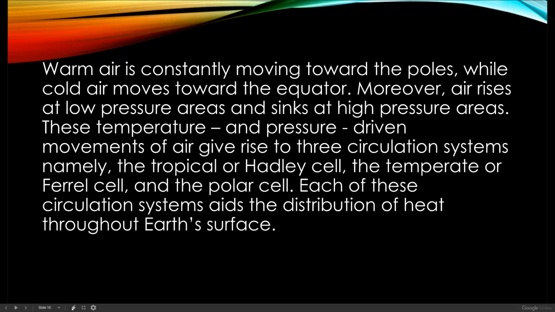Again, the heat which the Earth contains is not stagnant. It is also moving. Okay, the movement of warm air towards the poles and the cold air towards the equator.